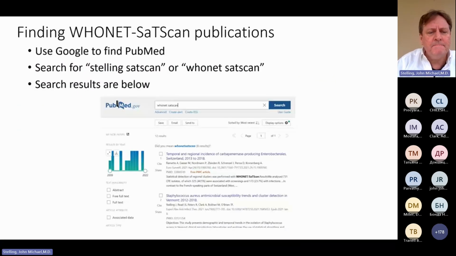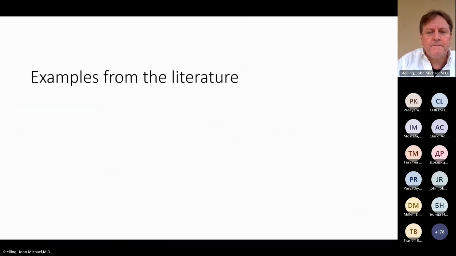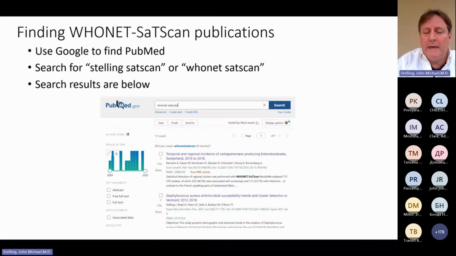Examples from the literature. And I'll show that in a moment with PubMed. Go to PubMed. My name, Stelling, is a simple name, but it's not a common name. If you simply look for Stelling and SaTScan, or WHONET and SaTScan, you'll find relevant papers.